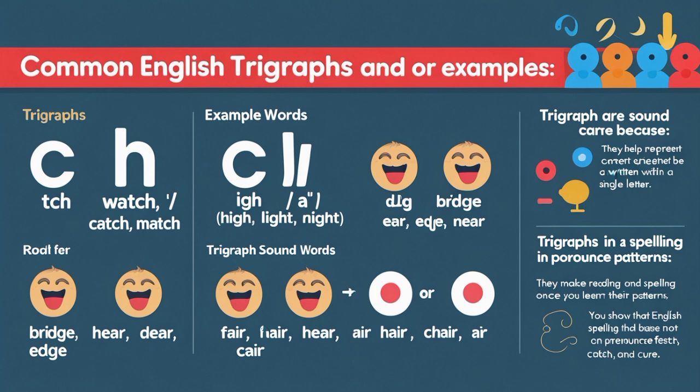5. How to recognize trigraphs in words. When learning to read or spell English words, it's important to look for letter patterns. Here are some tips to spot trigraphs. Look for 3-letter clusters that make a single sound. For example, in light, igh makes only one sound. Say the word slowly and listen to how many sounds you hear. If 3 letters make one sound, it's a trigraph.